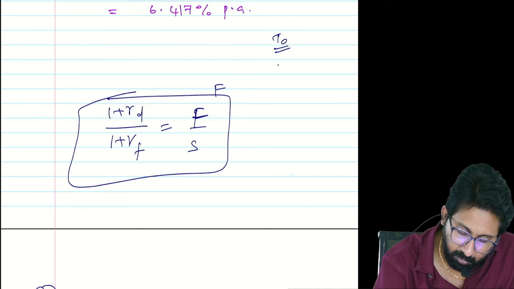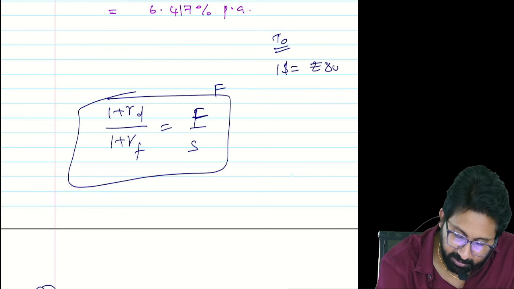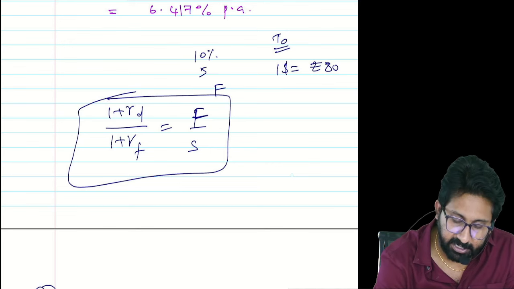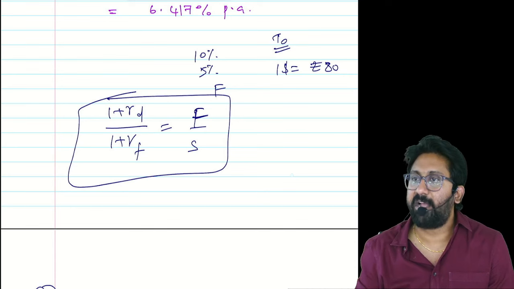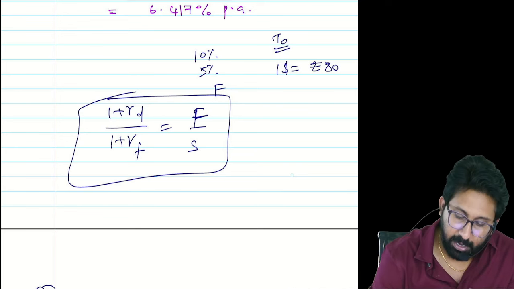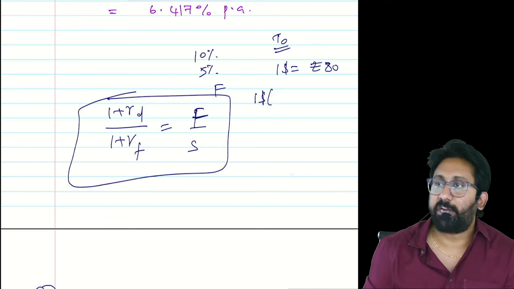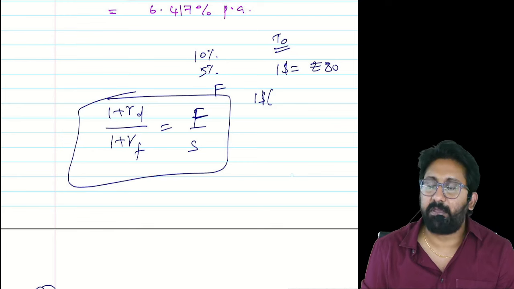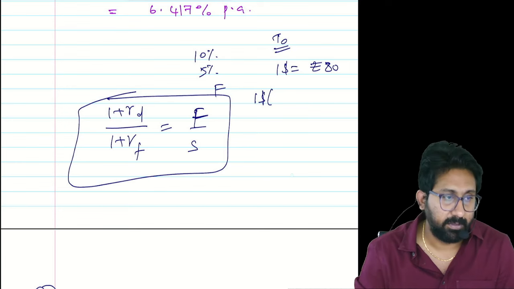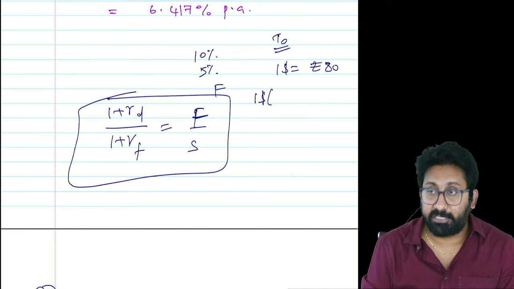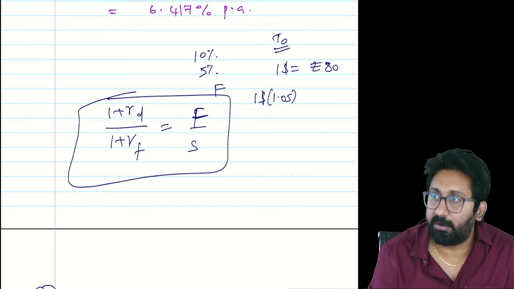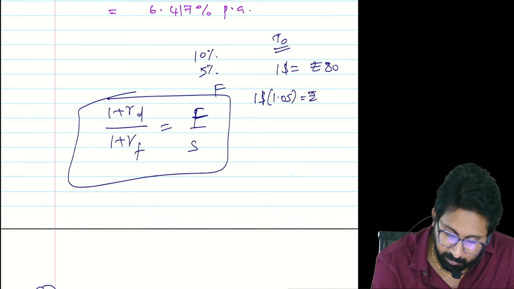Today, $1 equals rupees 80. Interest rate in India is 10%. Interest rate in the US is 5%. Now, I invest $1 in the USA. After 1 year it will increase by the interest rate. My $1 will become 1.05. That is equal to rupees 80 today.